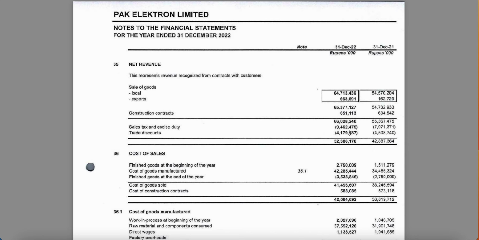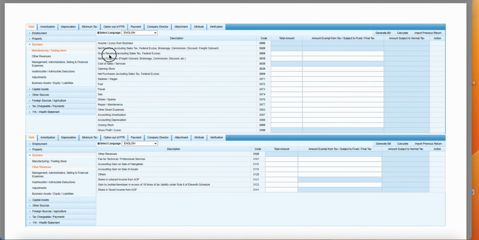So basically, even if you are selling third schedule items, and in this case 55% is normal taxable items under section 3, and 45% of the sale is of third schedule items, even if you're doing that, you have to separate your sales tax and excise duty and your trade discount. So 52 million will appear here in the gross revenue, here in the total amount. Since none of that is exempt, it will come under the amount subject to normal taxation.